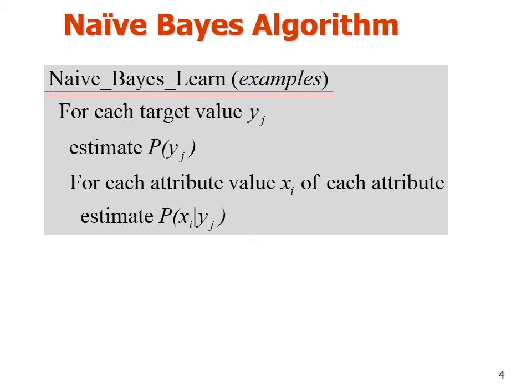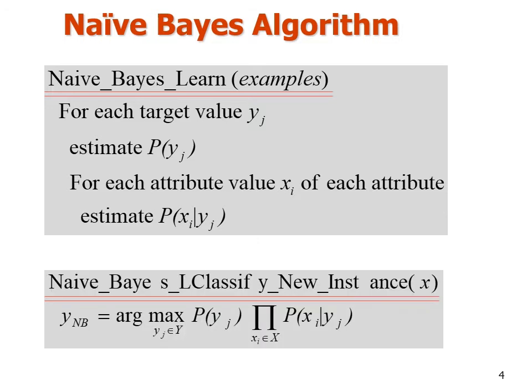Next, we would like to classify a new instance x. So we will be using our Naive Bayes classifier expression yNB equal to argmax over yj that belongs to capital Y, probability of yj into the product of probabilities of xi given yj for all xi's in my instance x.